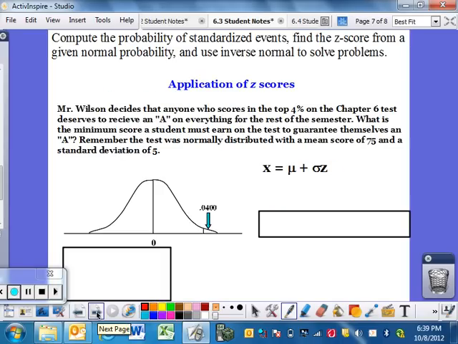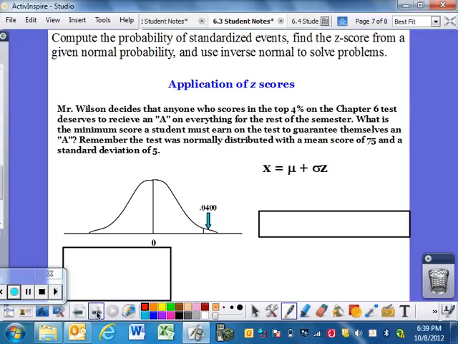Here's the application of this section. What if I decide that anyone who scores in the top 4% on the Chapter 6 test is done? You're going to receive an A on everything for the rest of the semester. Game over. Winner, winner, chicken dinner. What is the minimum score that you must earn on the test to guarantee yourselves an A, if we go back to the same information as last year?